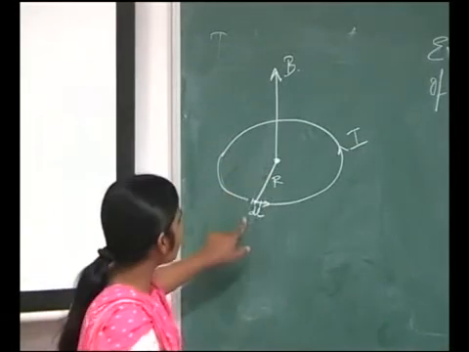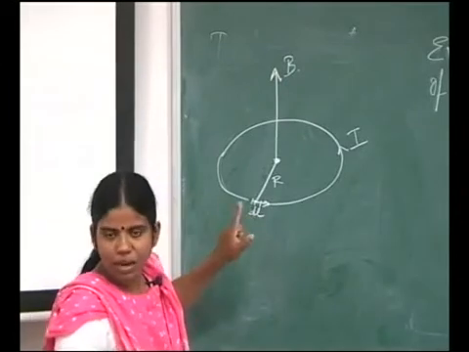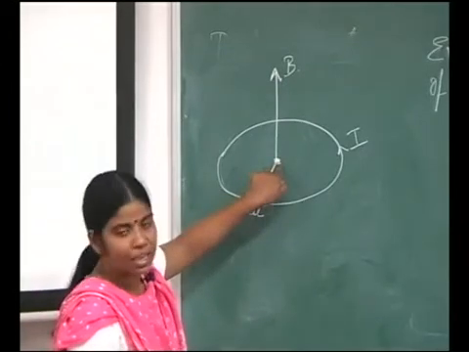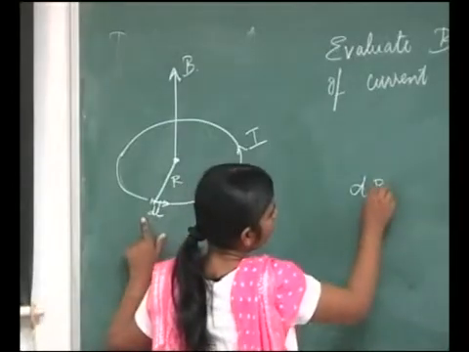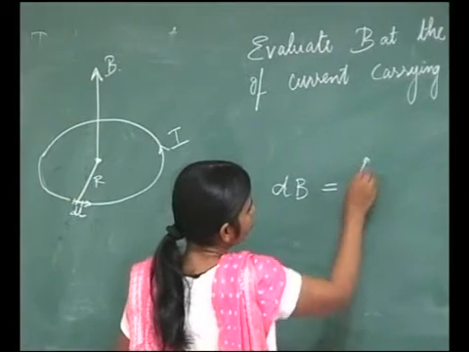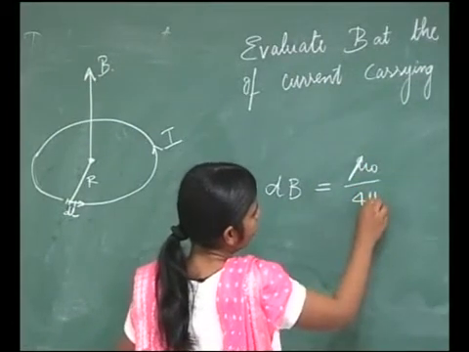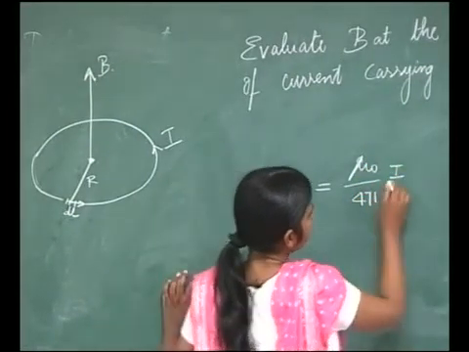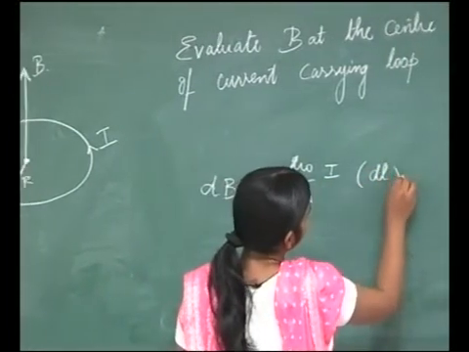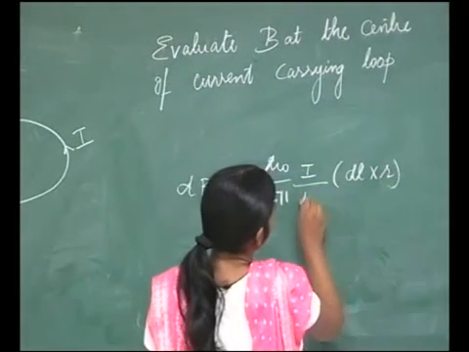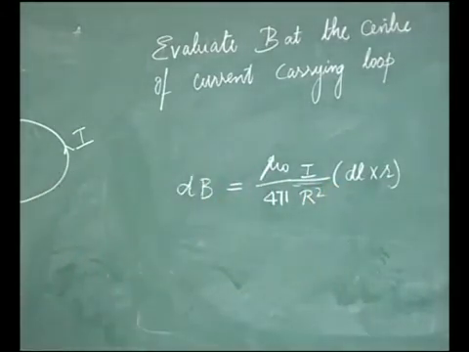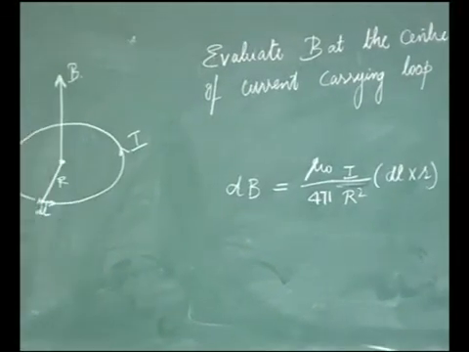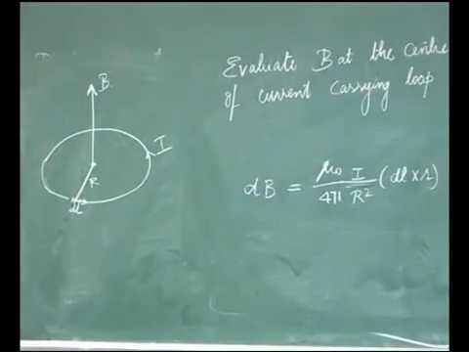So I can say that the small elemental magnetic field dB due to the small length element dl would be equal to mu 0 upon 4 pi, I, into dl cross r divided by r square. We are taking a small length element, so it is 1 by r squared. Is it okay? No confusion.